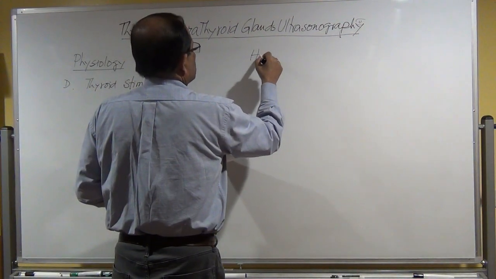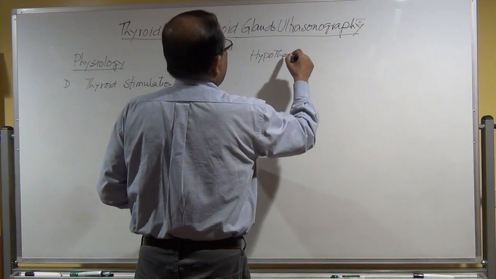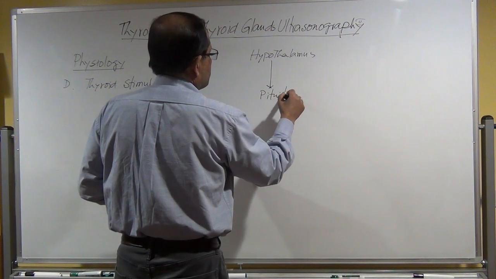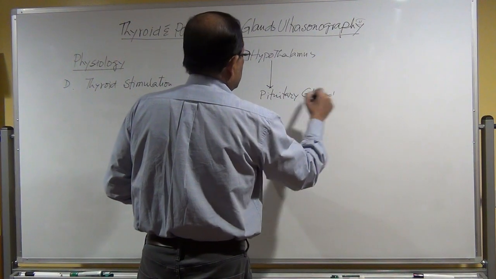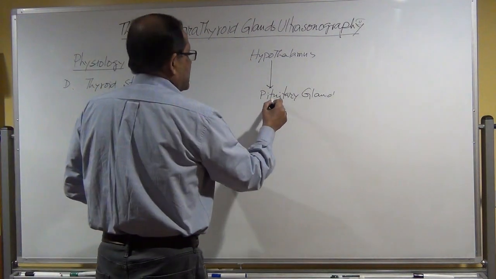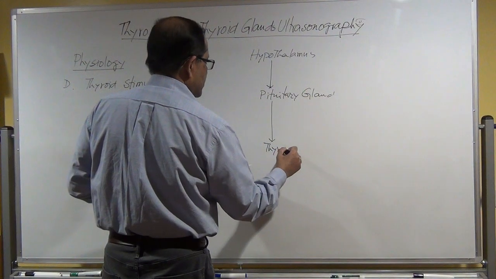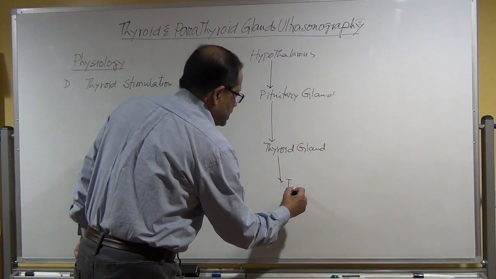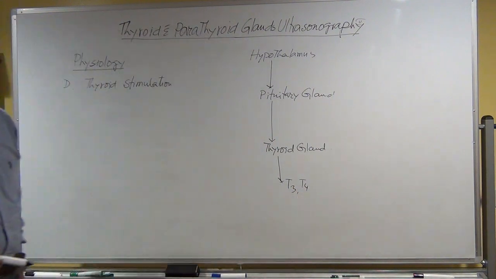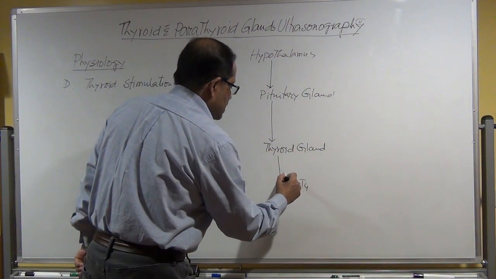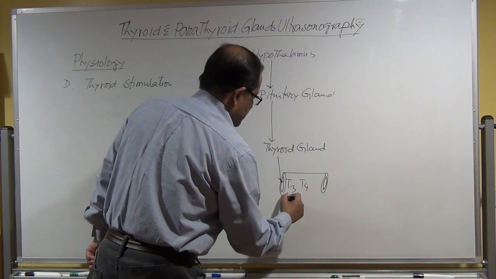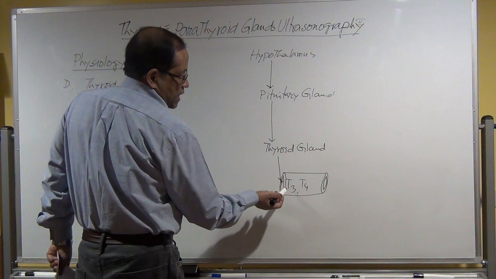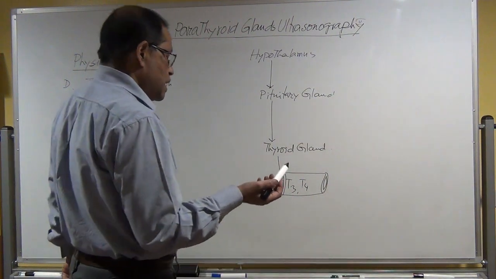Our body has hypothalamus. That means brain, hypothalamus. Hypothalamus controls the pituitary gland. Pituitary gland is known as a master gland. Pituitary gland will control the thyroid gland. Thyroid gland will produce the T3, T4, right? So this T3 and T4 in the blood, right? So the balance or the stimulation, initiation of the production of T3, T4 depends, the mechanism is known as negative feedback mechanism.